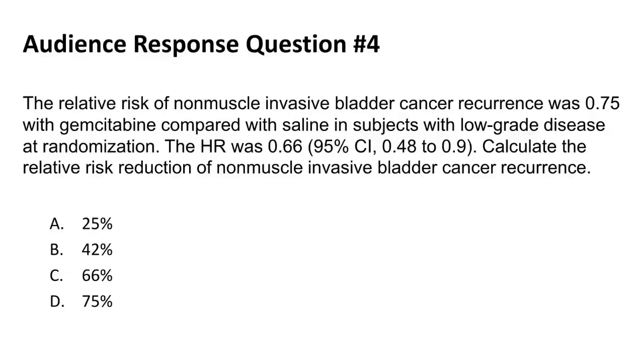First, let's start with a practice question. The relative risk of non-muscle invasive bladder cancer recurrence was 0.75 with gemcitabine compared with saline in subjects with low-grade disease at randomization. The hazard ratio was 0.66 with 95% confidence interval of 0.48 to 0.9. Calculate the relative risk reduction of non-muscle invasive bladder cancer recurrence. Is the answer A, 25%, B, 42%, C, 66%, or D, 75%?